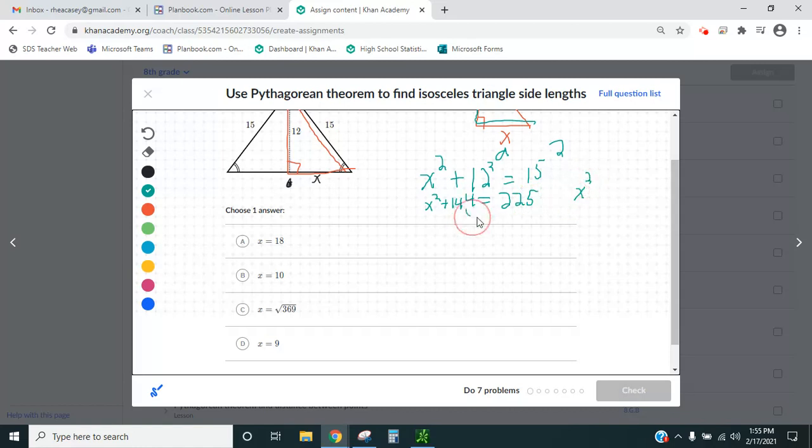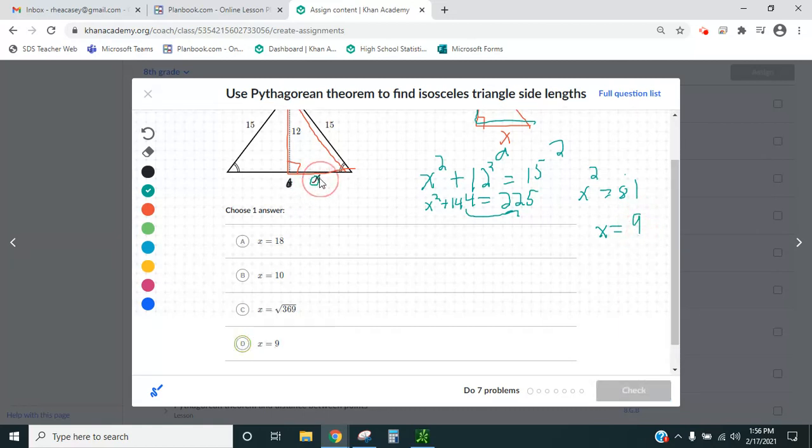And then if I subtract 144 over this way, I get 100 and... Whoa, my fault. That ain't right. We get 81, excuse me. 81. So then what's x? X is 9, right? Now, is our answer 9? No, it's not 9, right? This is 9. This little piece is 9.